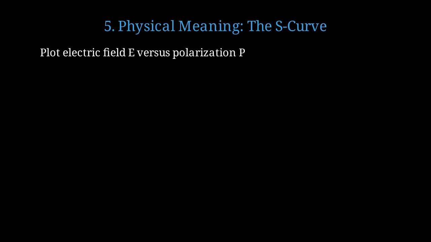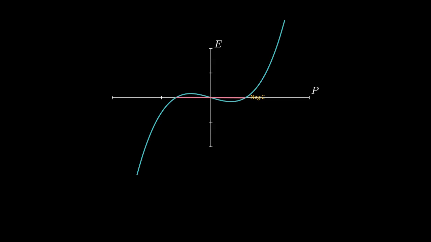Let's understand what negative capacitance means physically using the S-curve. If we plot electric field E versus polarization P for a ferroelectric, we get a characteristic S-shaped curve. The middle section of the S-curve, highlighted in pink, has a negative slope corresponding to negative capacitance. A negative slope means that increasing polarization actually decreases the electric field, which seems counterintuitive.